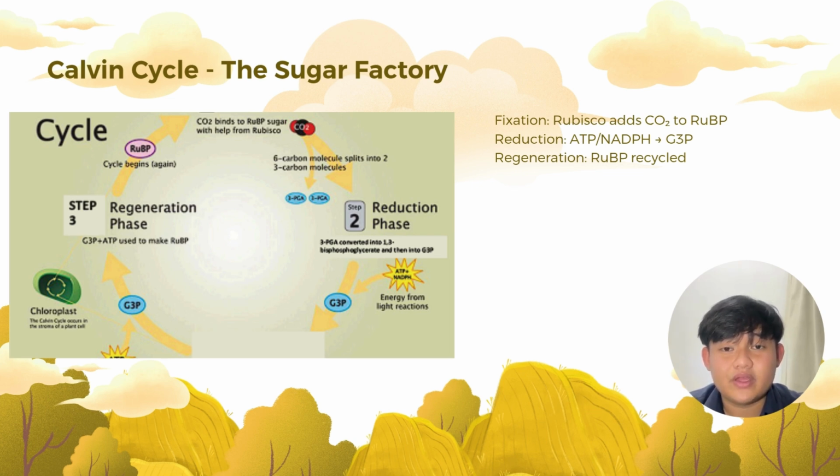In phase 2, ATP and NADPH from the light reactions convert 3-PGA into G3P, a sugar precursor. Phase 3 recycles RuBP to keep the cycle running. For every 3 carbon dioxide molecules fixed, only one G3P exits the cycle. The rest regenerate RuBP. It's a meticulous process, but it's how plants build the sugars that fuel ecosystems.